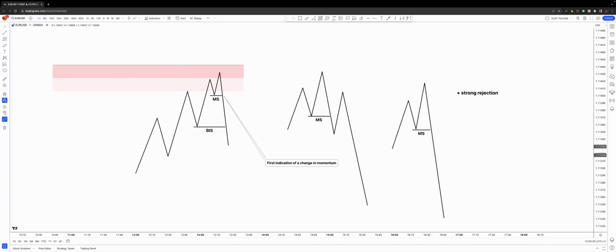I know someone is going to say in the comments, this is a break of structure, this is a change of character. My understanding is backed with the logic of how the banks move the price.